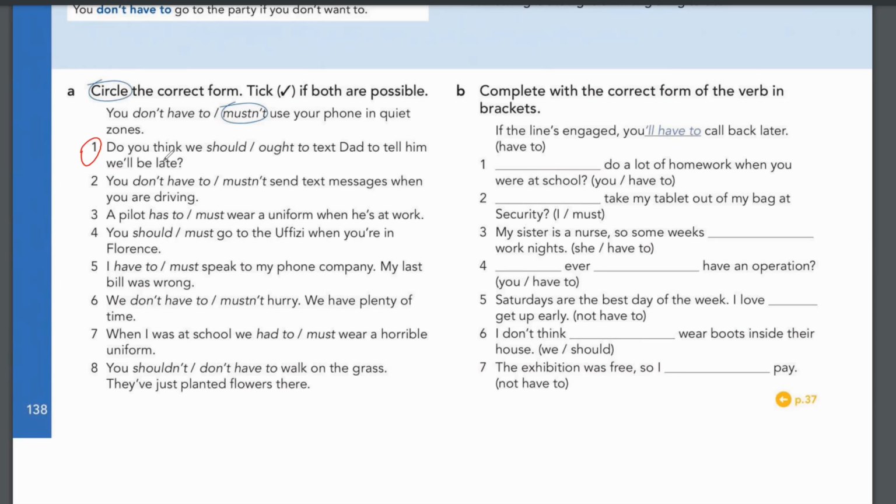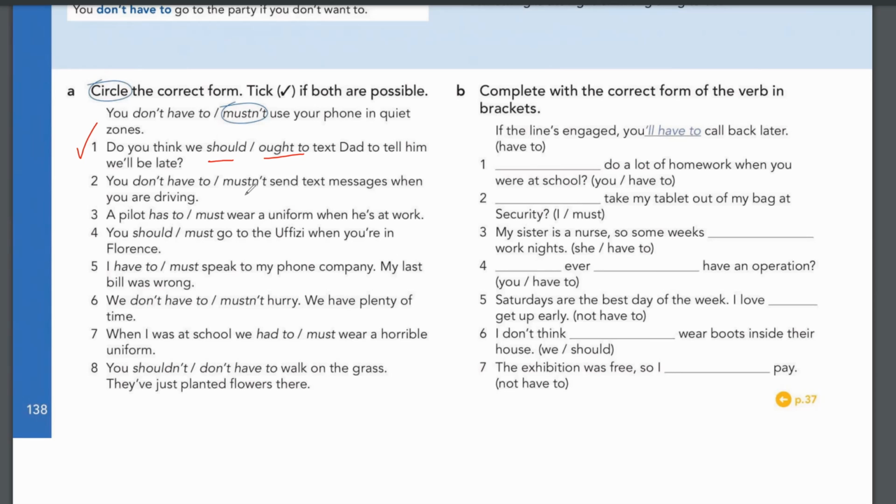So number 1, do you think we ought to text dad to tell him we'll be late? Well, we've just discussed should and ought to, same thing. So I'm just going to tick it. Both correct. We should text. We ought to text. Correct.